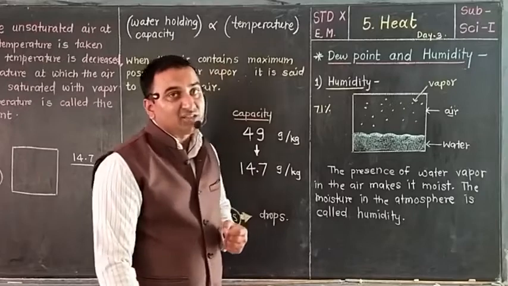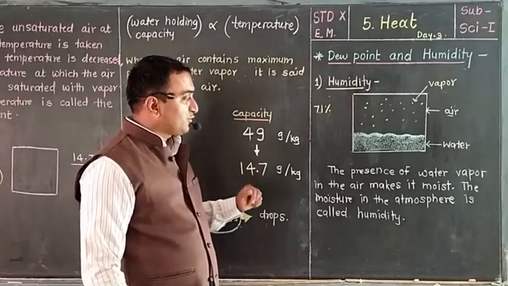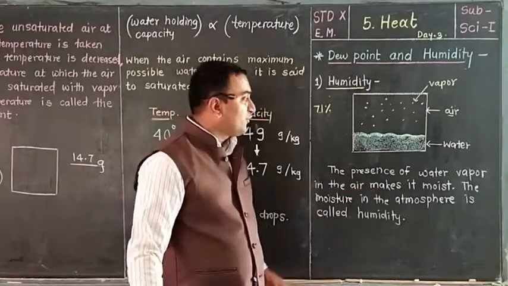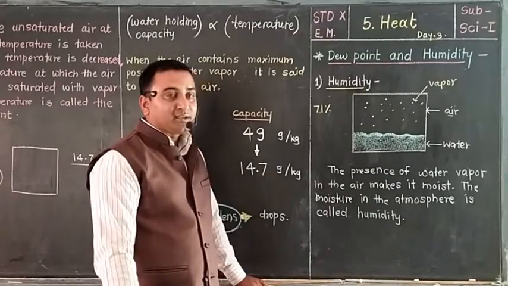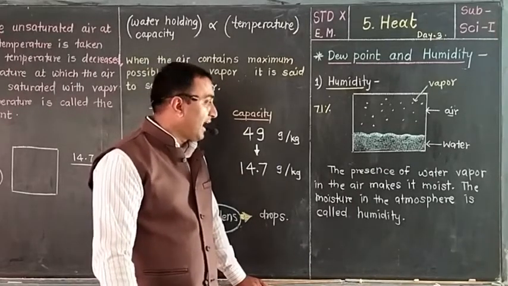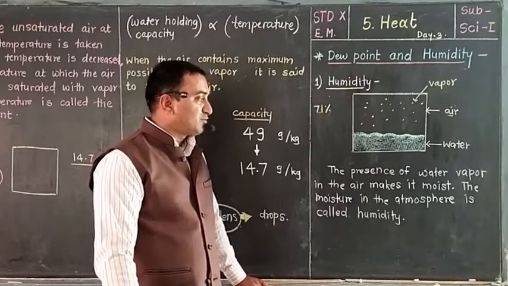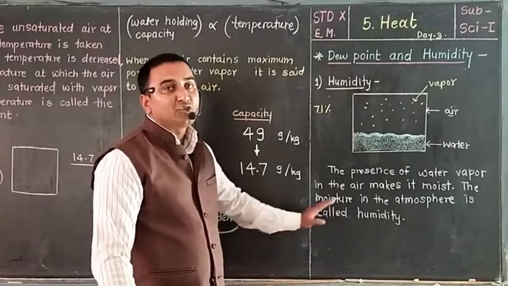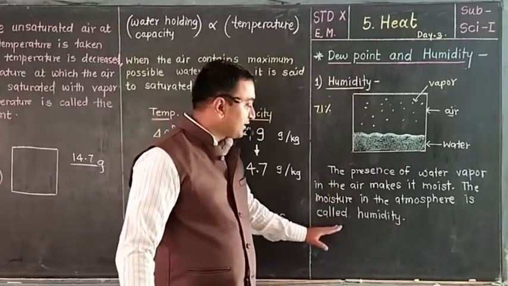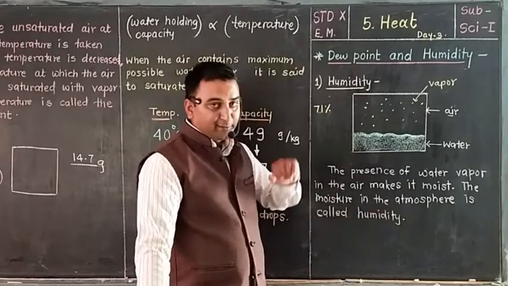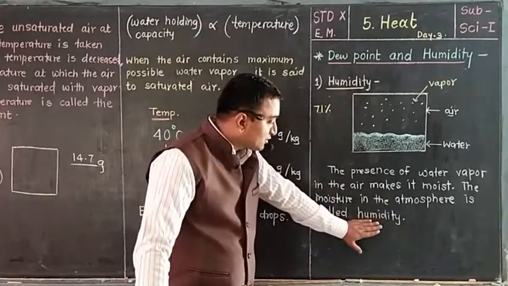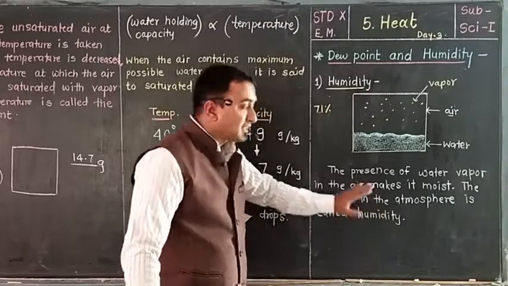The definition of humidity. What is the definition of humidity? The presence of water vapor in the air makes it moist, and the moisture in the atmosphere is called humidity. So because of evaporation, we are getting this humidity. Now let's start discussing humidity.